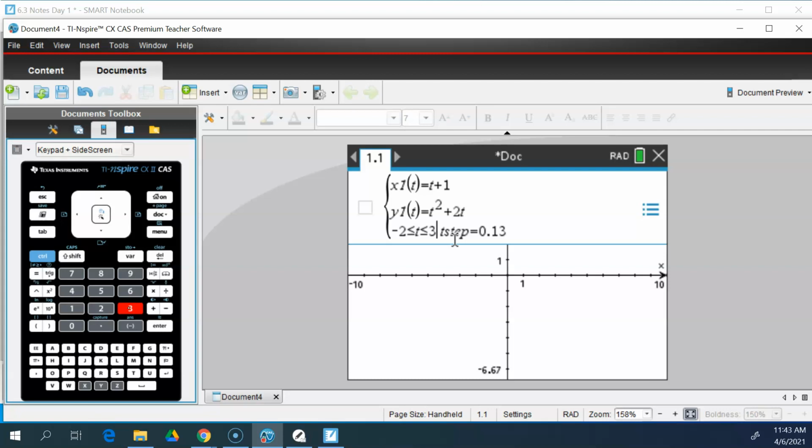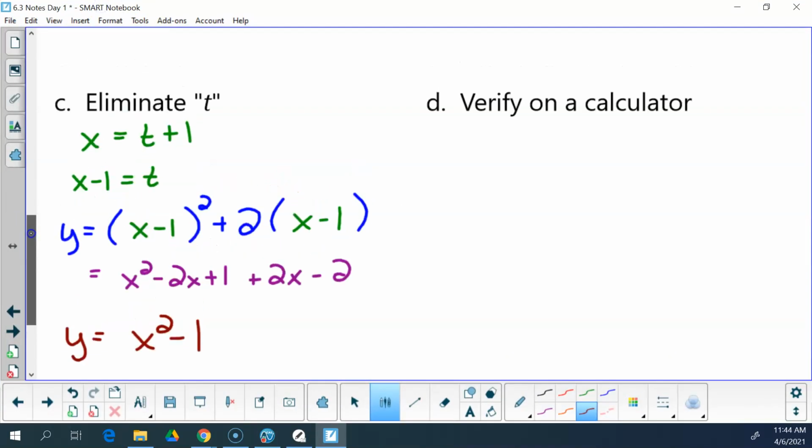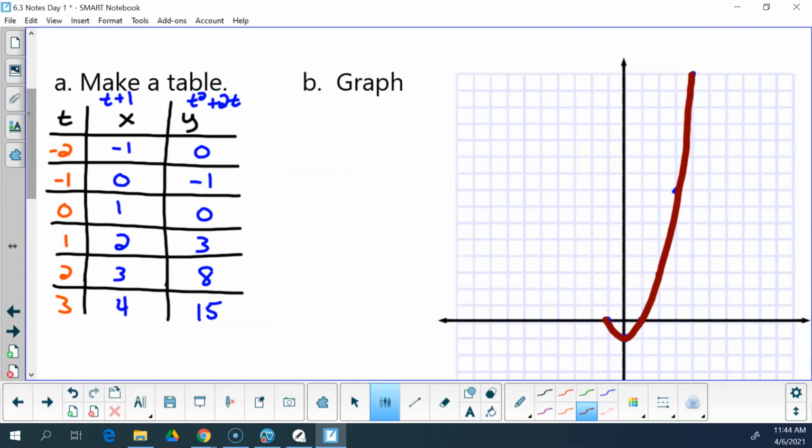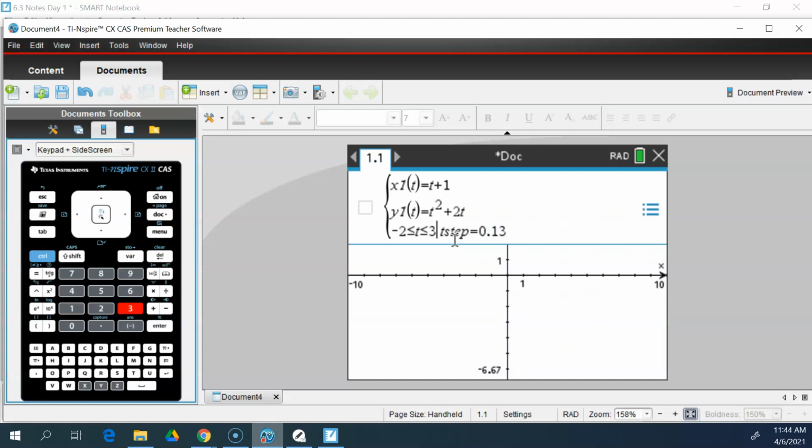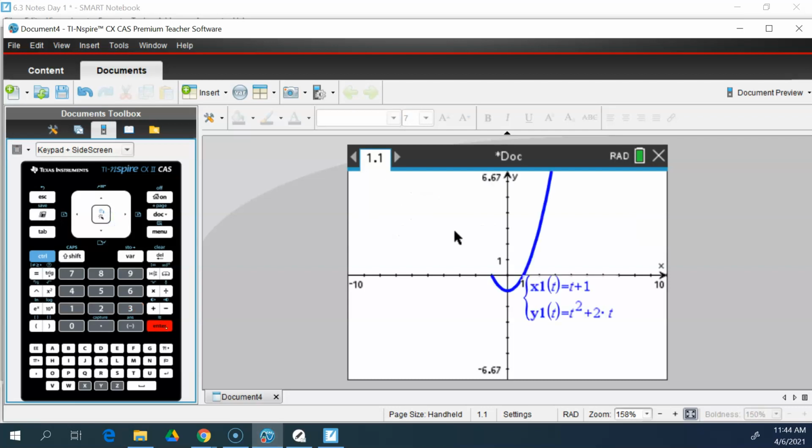So we're there. Do we change the t-step at all? Well, what is the t-step? Do you know? The t-step is how often you're having the calculator calculate the values of this equation. When we were doing it back here, our t-step was 1, because we were only calculating it every one time. But your calculator is much more sophisticated and can do things much more quickly, so we'll leave that at 0.13. The smaller that value is, the smoother your curve is. The larger that value is, the chunkier it gets. And when you hit enter, shabam, there it is.